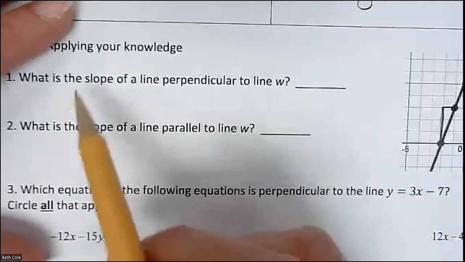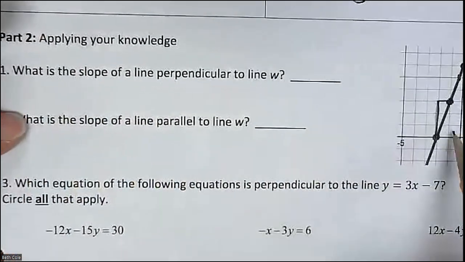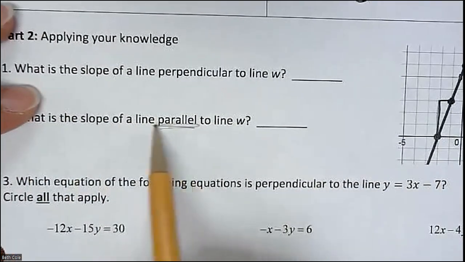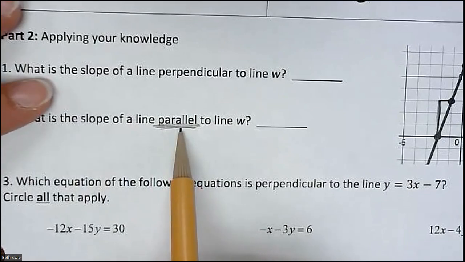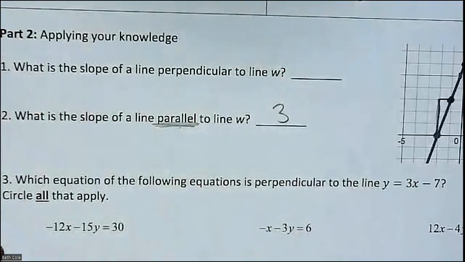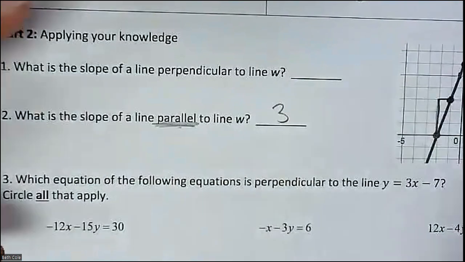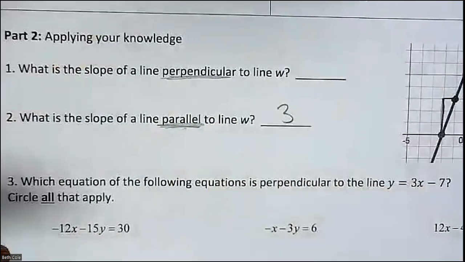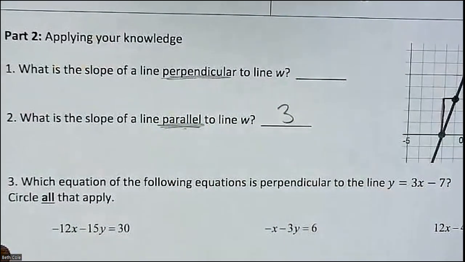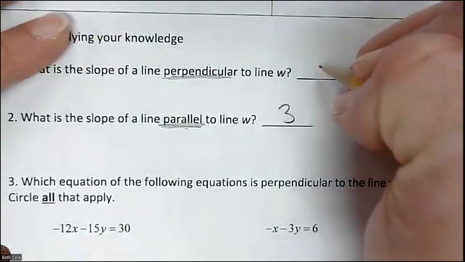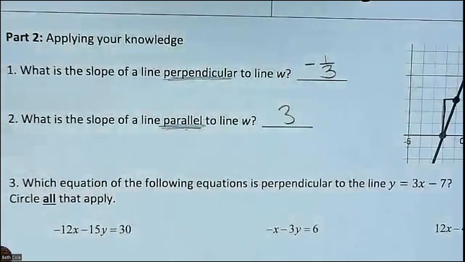Off to the side here, I'm going to do this one first. If the slope of this line is 3, what's the slope that's parallel? 3. Good. It's the exact same number. What would be the slope perpendicular for 3? Now it's tricky because it's a whole number, so be careful. It would need to be negative 1/3.